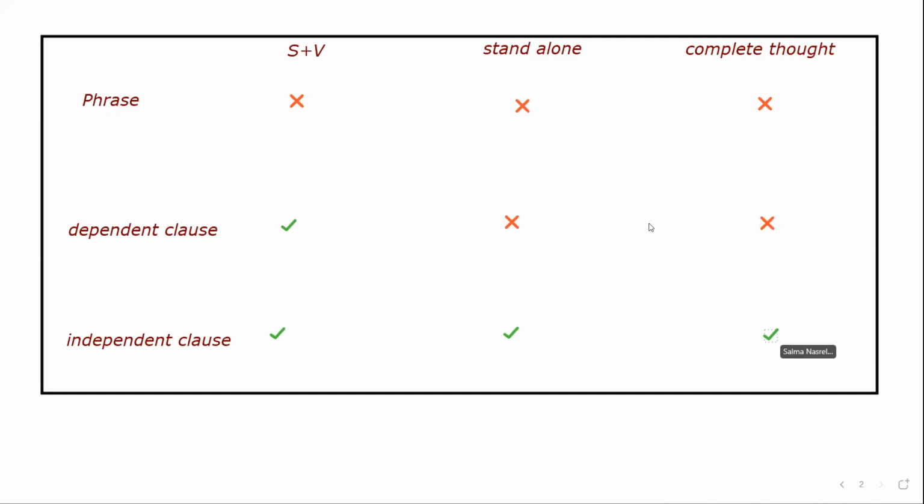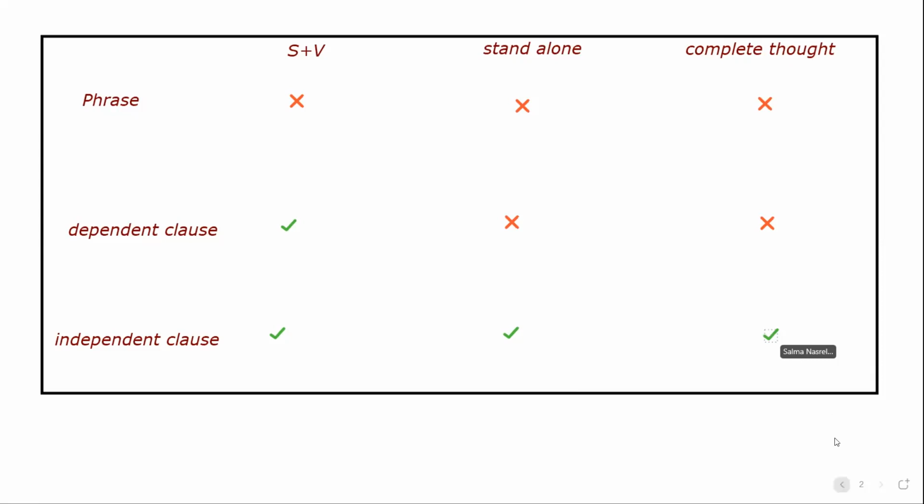And that was it for today's lesson. That was just a wrap up for everything. We agreed that phrases are a group of words with no subject and verb. They can't stand alone, and they don't give complete thought or idea. Dependent clauses are a group of words that must include subject and verb, but they can't stand alone and they don't give complete thought. Independent clauses, they're the strongest. They have subject and verb, such as any clause. They can stand alone, they give complete thought because they can form simply a simple sentence.